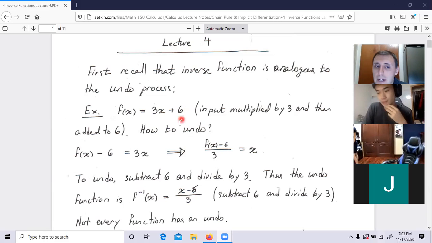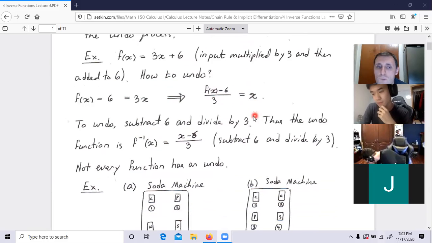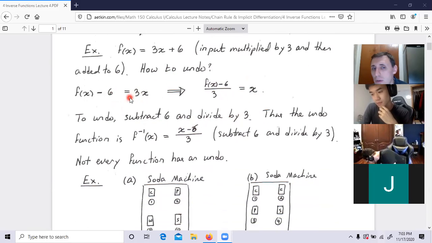So what is the inverse function? It's the undo operation, undo. Right? When you do something incorrectly, then you can always press undo, correct? So how do I undo what was done to x?